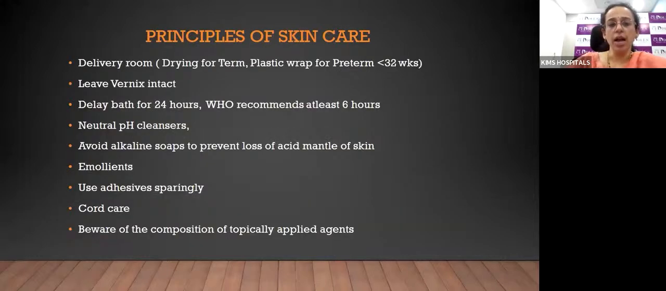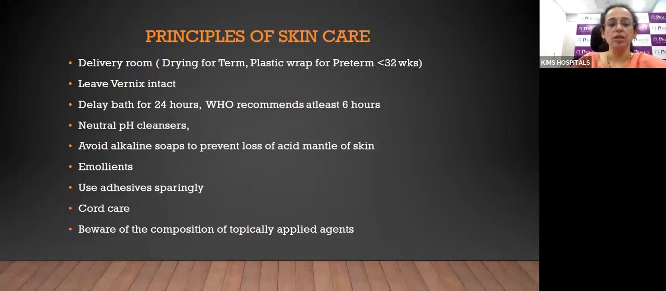So coming to the general aspects of skin care, whenever we are attending the delivery of a baby, if it is a preterm baby, immediate drying is recommended to prevent hypothermia. If it is a preterm baby less than 32 weeks, we should wrap the baby in a plastic wrap and put on a cap to prevent hypothermia. For term babies, we should leave the vernix intact because that helps in preventing hypothermia and also protects the skin of the baby.